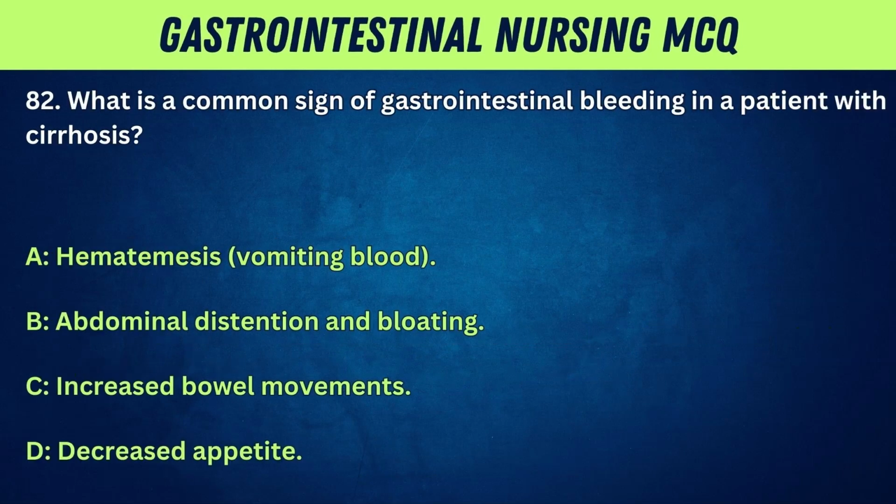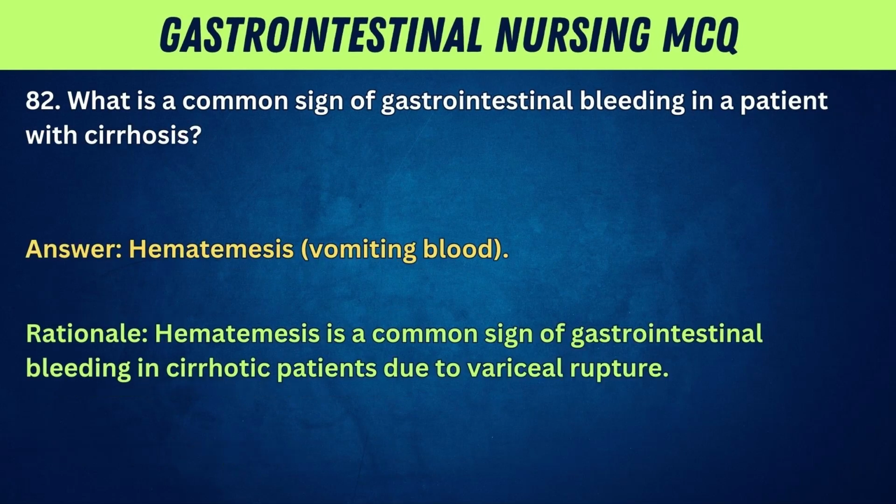82. What is a common sign of gastrointestinal bleeding in a patient with cirrhosis? A. Hematemesis, vomiting blood. B. Abdominal distension and bloating. C. Increased bowel movements. D. Decreased appetite. Answer: Hematemesis, vomiting blood. Rationale: Hematemesis is a common sign of gastrointestinal bleeding in cirrhotic patients due to variceal rupture.